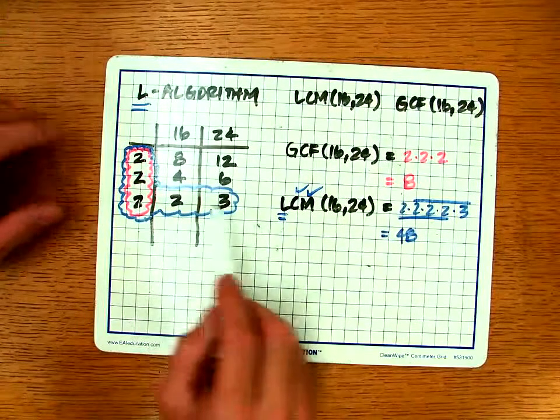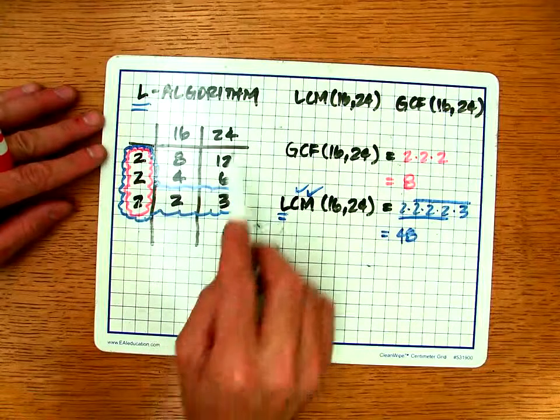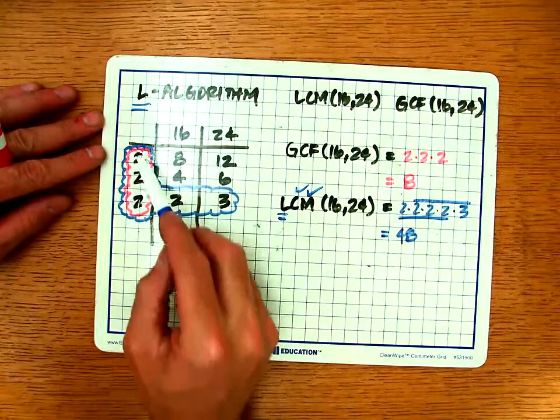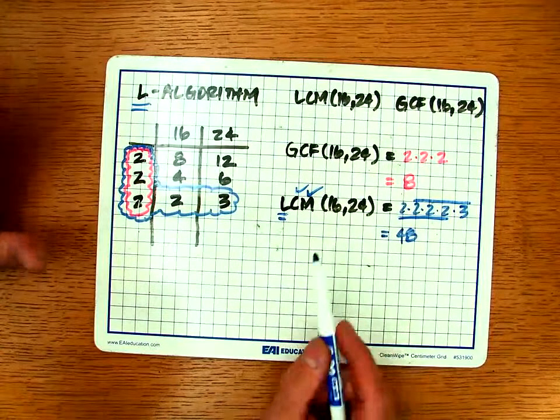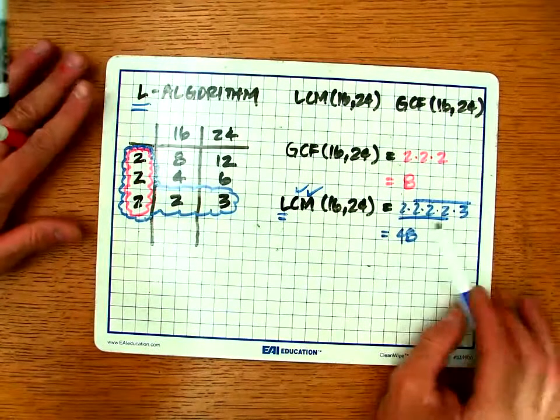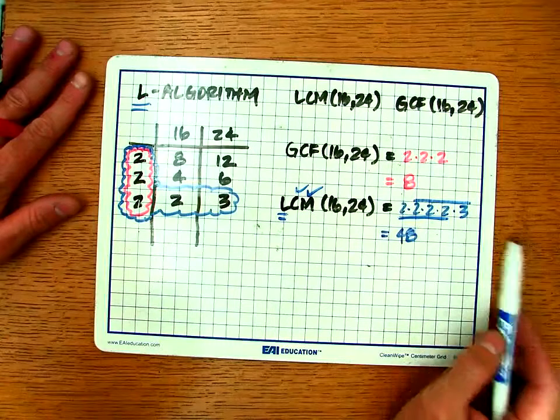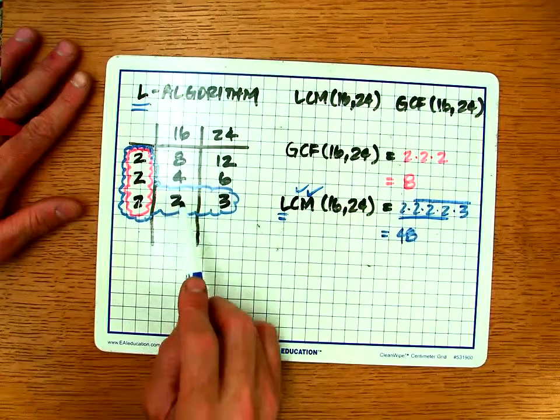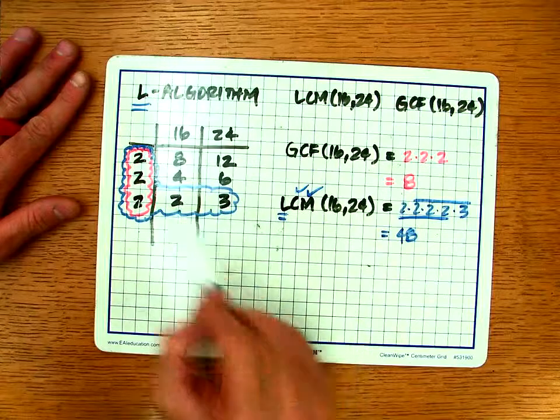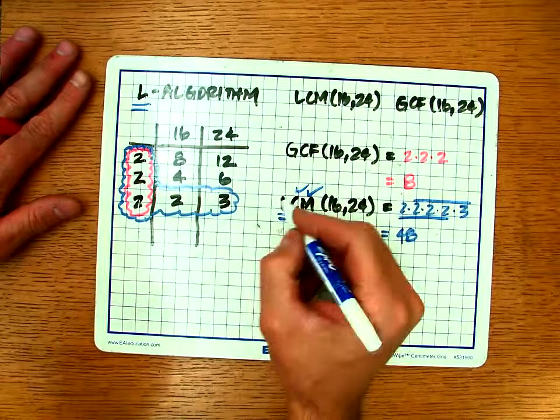In order for it to be a multiple of 16, it has to have 4 2's. In order for it to be a multiple of 24, it has to have 3 2's and a 3. In order for it to be the least multiple, it has to have the least amount of prime factors in order to make it a multiple of both. Turns out that in order to make it the least multiple, you just need an extra factor of, say, 3 in the 16 to make it a multiple of 24. So that's the reason why it's the least multiple.